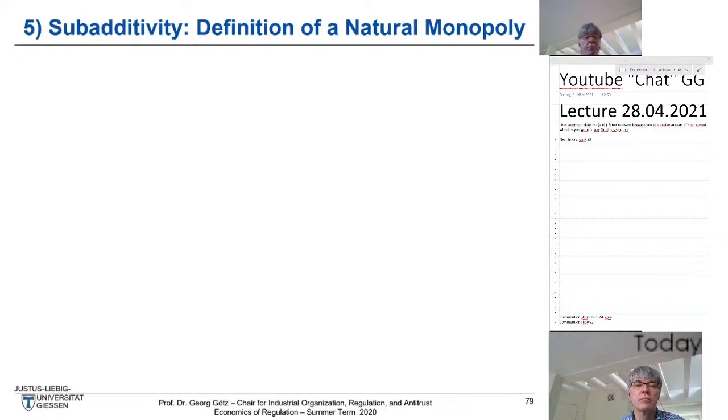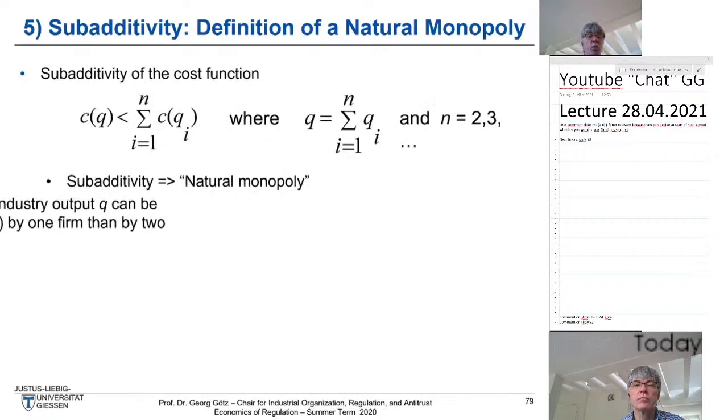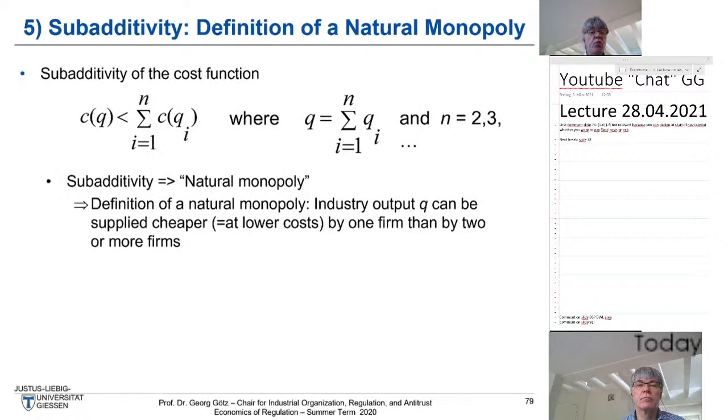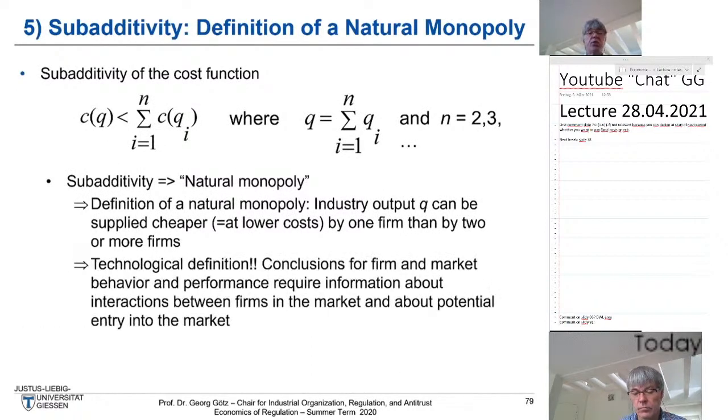Okay, moving back here, just a reminder, we had this natural monopoly definition, which was a purely technological one. So this just reproduces a previous slide. Sub-additivity was our definition of natural monopoly, and this does not yet allow you any conclusions as to whether we will really have a single firm being active in the market.